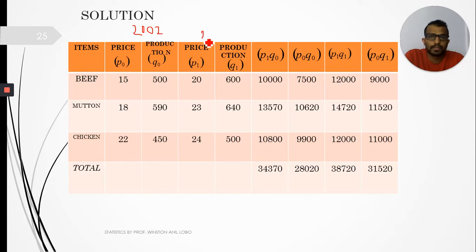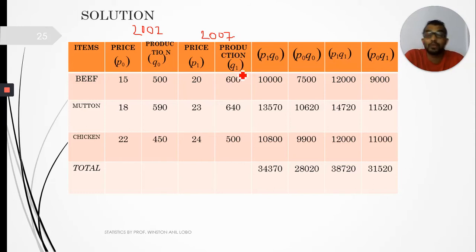This was given as 2007 or 9. Let us consider 7 now. Okay. So students, 2002 is called base year, right? The lesser year, the lower year is called as the base year. So that's why base year price is P0, base year production is Q0. Current year price is P1, current year production is Q1.